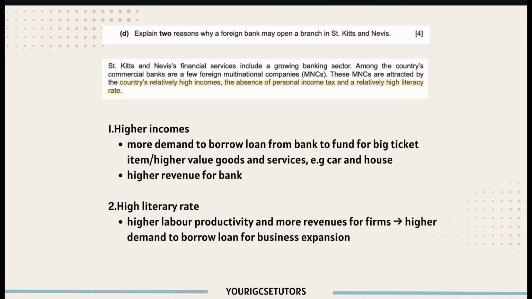And the second reason can be high literacy rate. Sorry for typo here. So when a country has a high literacy rate, the labor productivity will be higher, so firms earn more revenue, thus they are more likely to expand. When they expand, they need to borrow loan from the bank. So that's why foreign bank wants to open a branch in St. Kitts and Nevis so that they can earn more revenue.